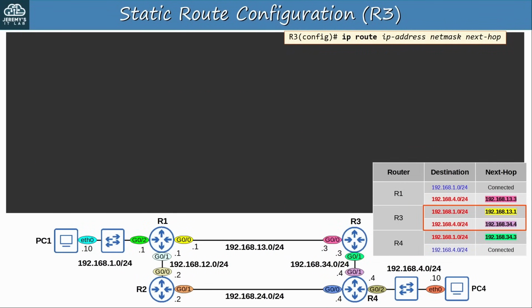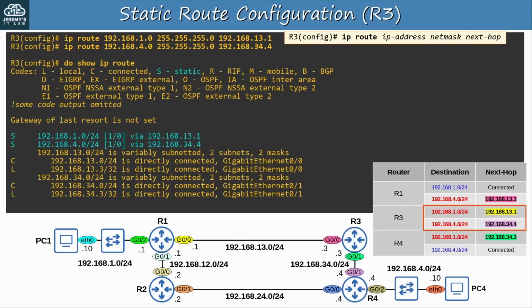Next up, R3. It needs two routes, one to 1.0/24 and one to 4.0/24. The format of the command is the same as on R1. If you can, pause the video and try to figure out the correct commands on R3. Here is the route to the 192.168.1.0/24 network, with R1 as the next hop. And here is the route to 4.0/24, with R4 as the next hop.